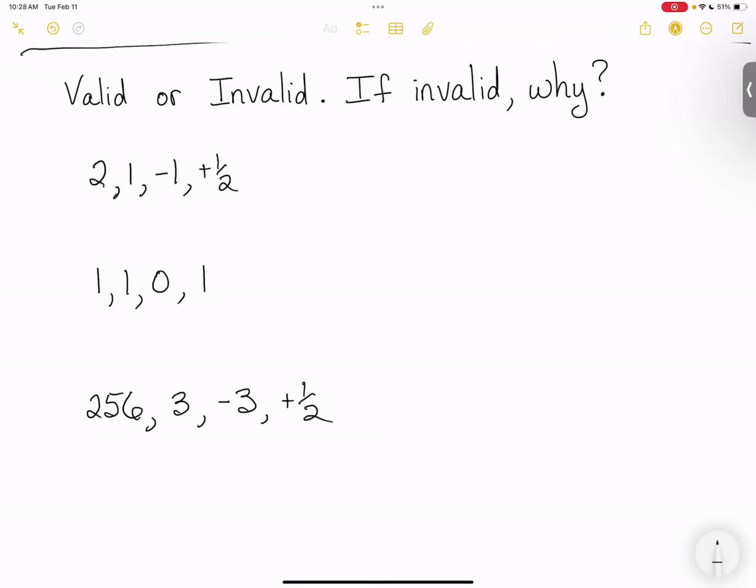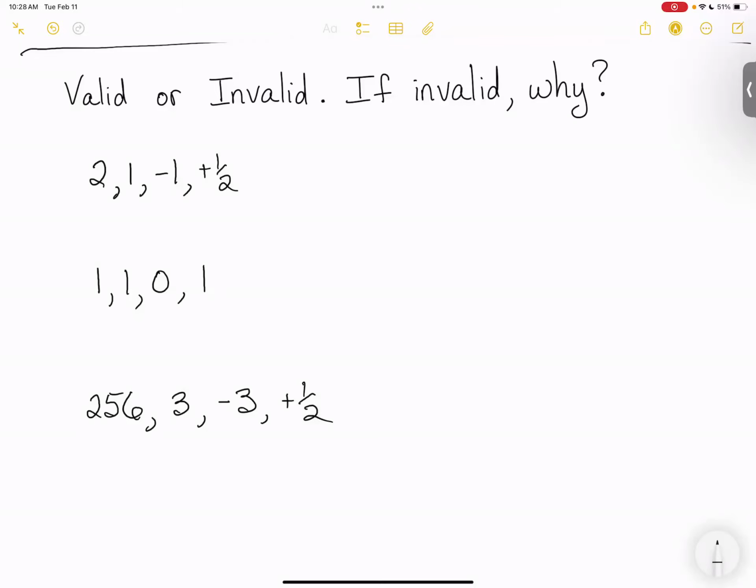M sub L has to be a negative L to a plus L, meaning it has to be a negative 1 to a plus 1. Is it a negative 1 to a plus 1? M sub S has to be either plus 1/2 or minus 1/2. So is this valid? This set's valid.